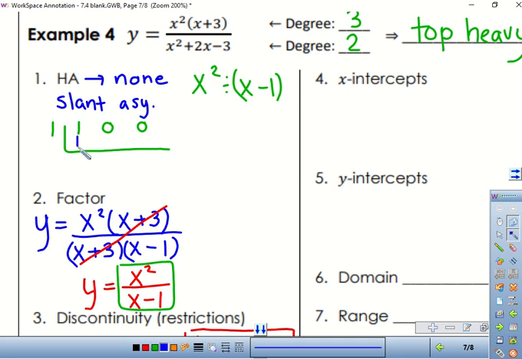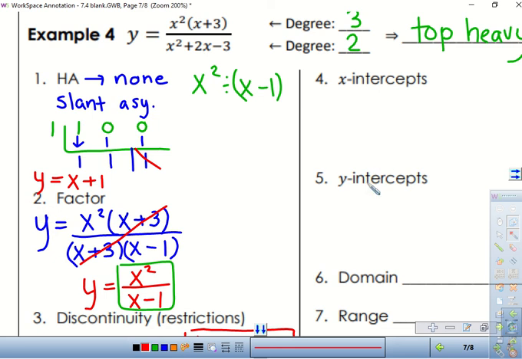So let's do the math. We bring down the 1, multiply, combine, multiply, combine. That's our remainder. Now how would we rewrite this? It would be x plus 1, because remember the last one's the remainder. Actually, what we do is we just ignore the remainder in this case. So you can just disregard the remainder, and this gives you y equals x plus 1 as your slant asymptote.